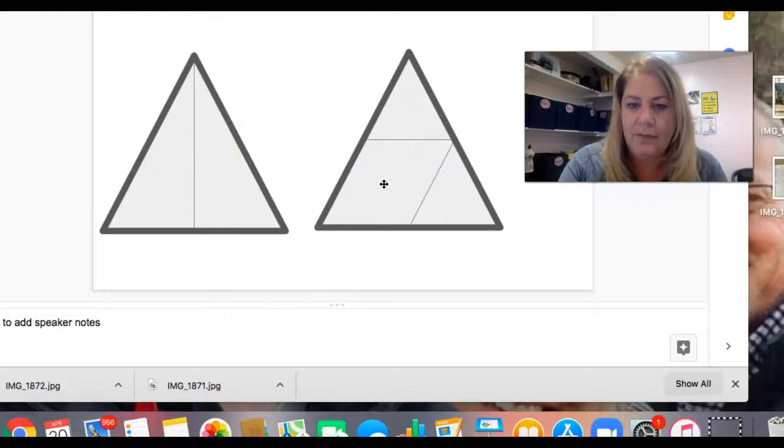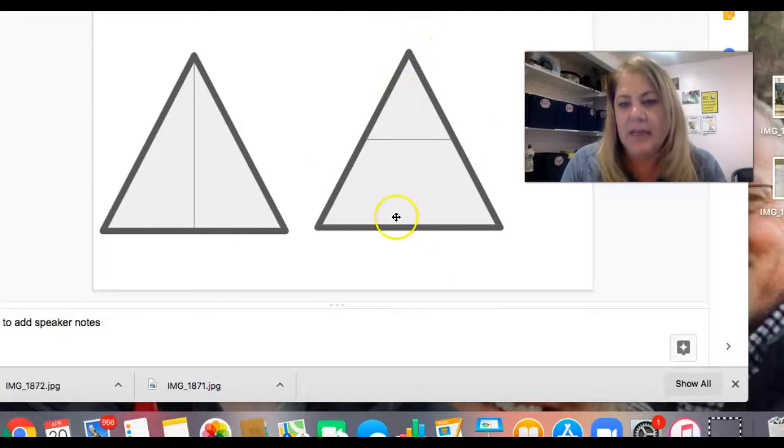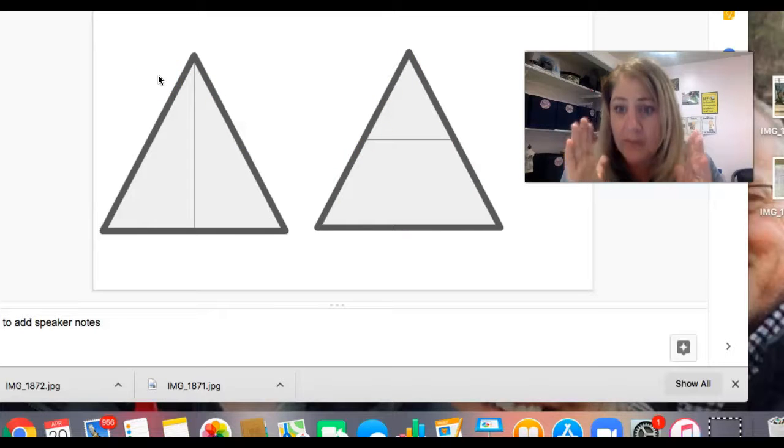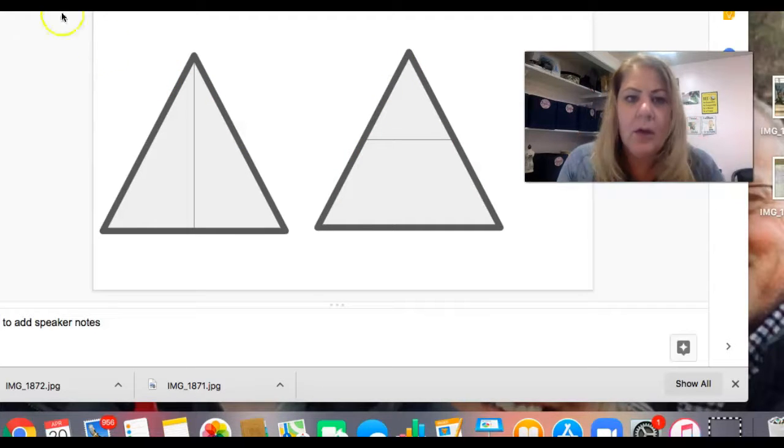And I'm going to get rid of these because they're confusing. Oops, there we go. And the top is not equal to the bottom if you split it that way. So those mathematical models help us visually represent what we're thinking in our minds.